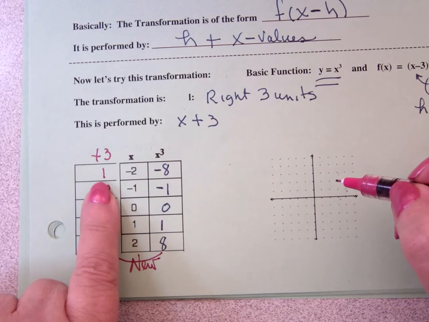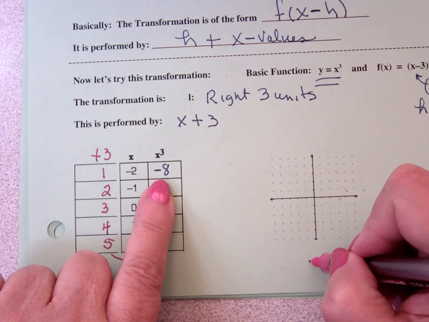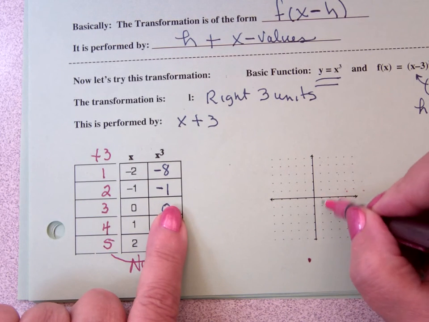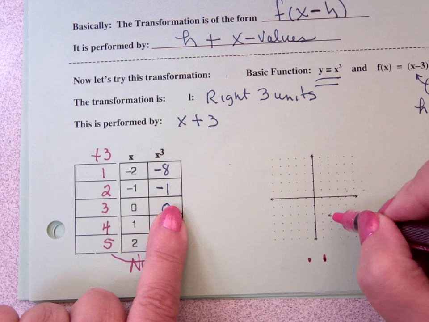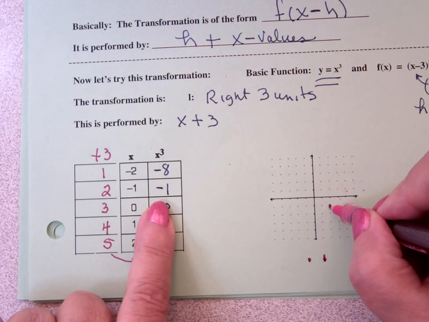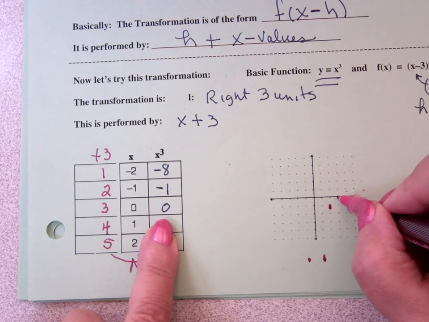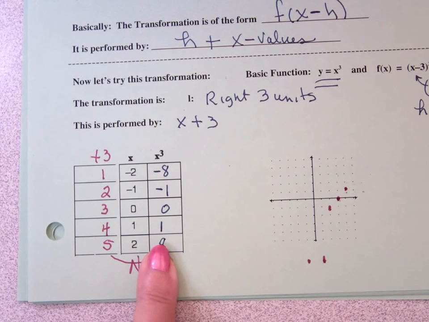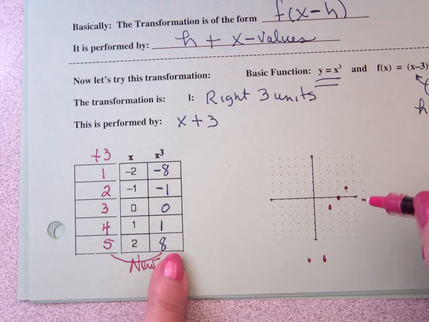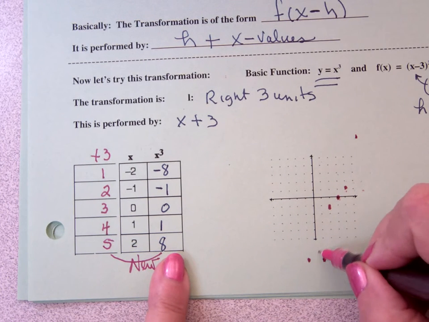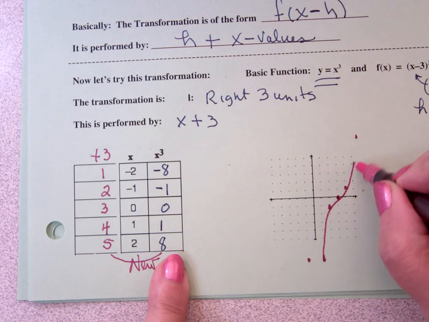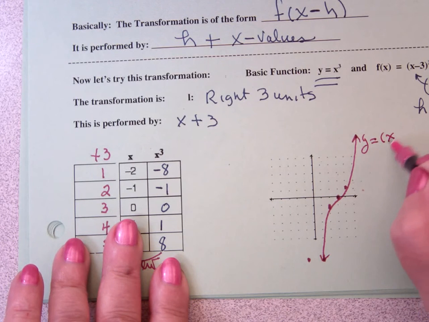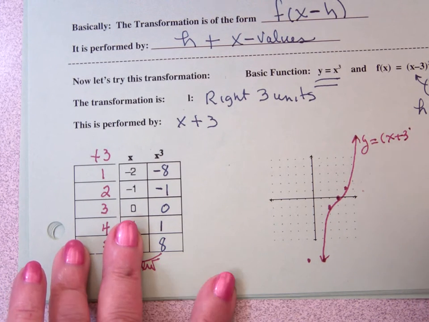So if x equals 1, y is negative 8, so that's off my graph paper. If x equals 2, y equals negative 1. If x equals 3, y equals 0. If x equals 4, y equals 1. If x equals 5, I'm off my graph paper, y equals 8. So here's my S curve. That's my new graph, y equals x plus 3, or x minus 3, excuse me.